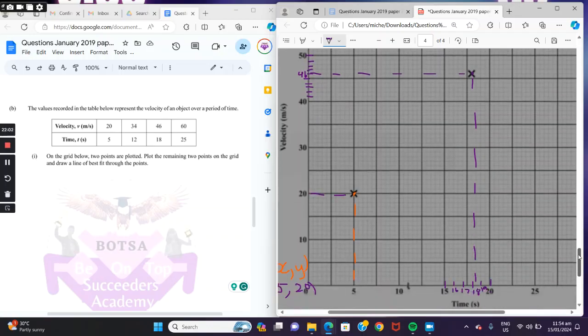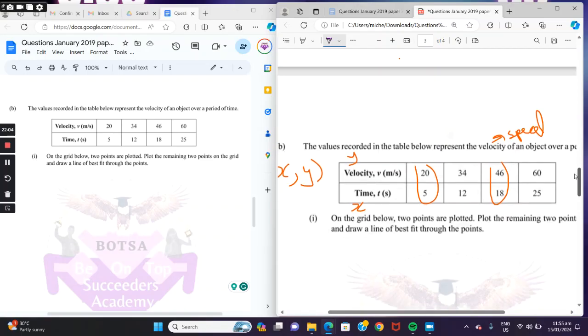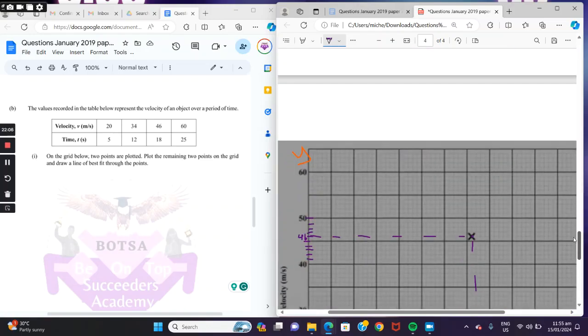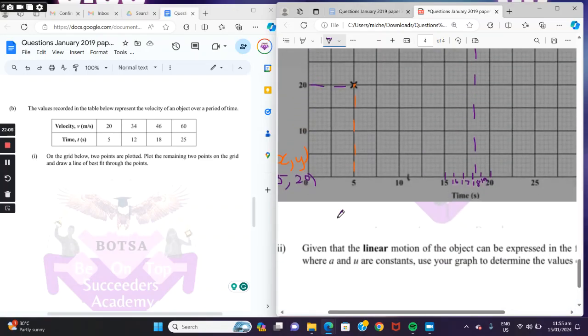All right. So the other 2 points we have to plot would be when x is 12, and y is 34.